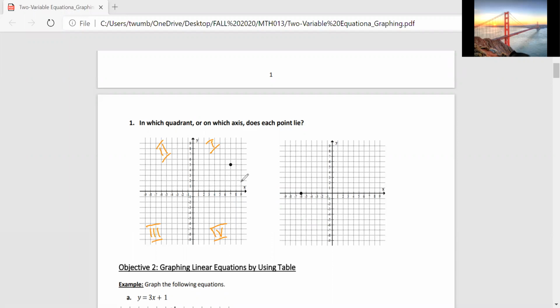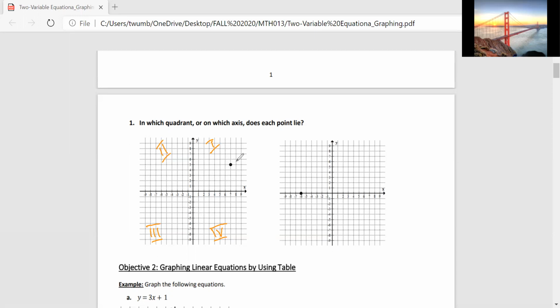The question is, in which quadrant or on which axis does each point lie? Now, this point is not lying on any of the axes. This is the x-axis, this is the y-axis. It's not lying on any of the lines here. It's actually within, and so we realize that this point is right inside of the first quadrant. This is in the first quadrant.